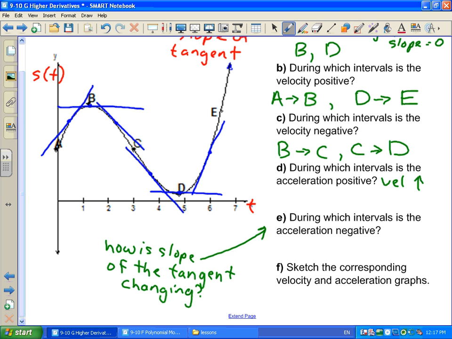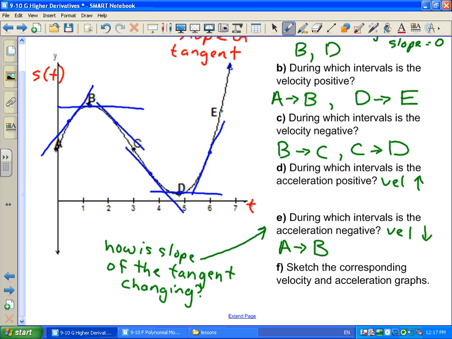So basically, if we're looking at intervals here on this graph, if we start at A, our slope is kind of like this. And as we move along, we get to B, it's got to get down to 0. So it's got to be decreasing as we go from A to B. So from A to B, if the slope of the tangent is decreasing, our velocity is decreasing, so our acceleration is negative. So our acceleration is negative from A to B.